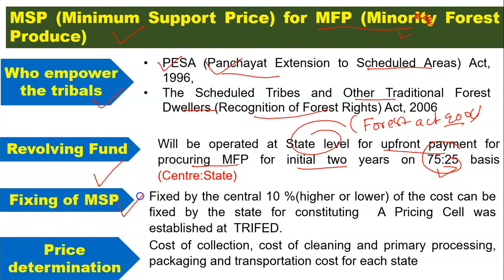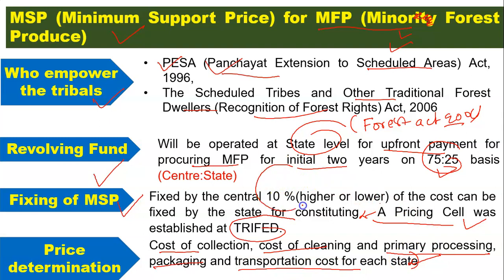Now, what is the criteria, or how is the minimum support price fixed for this minor forest produce? So friends, it is fixed by a cell that is constituted by the government under TRIFED, known as the pricing cell, and this pricing cell fixes the MSP for this minor forest produce on the basis of cost of collection, cost of cleaning and primary processing, packaging and transportation cost for each state.